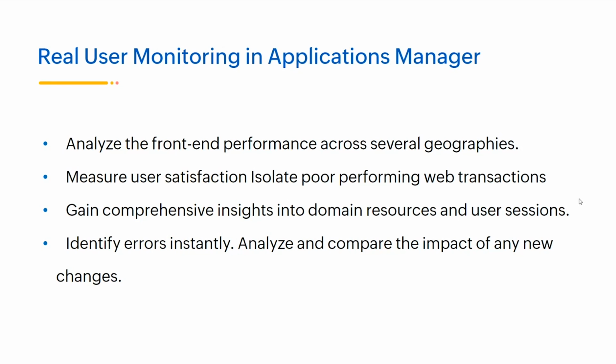Identify errors instantly and analyze and compare the impact of any new changes. So, Real User Monitoring in Applications Manager also allows you to identify JavaScript errors, which helps you prevent users from reporting a service error, and also analyze the impact of any new changes made in the site and how it has affected the user experience. So let's see how it looks in the UI.